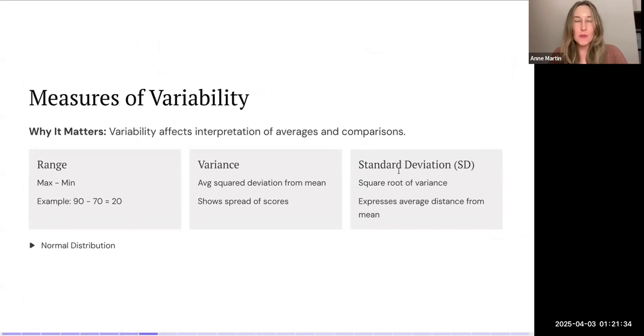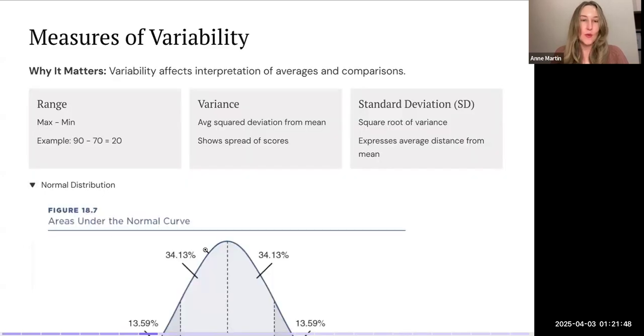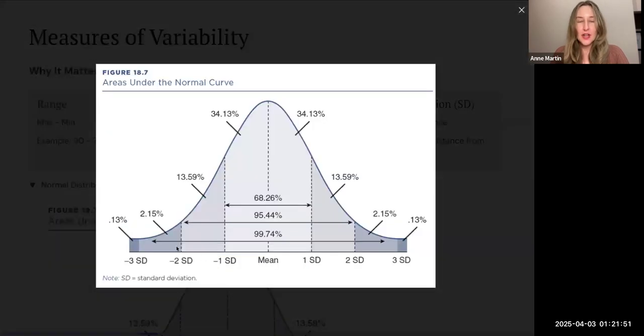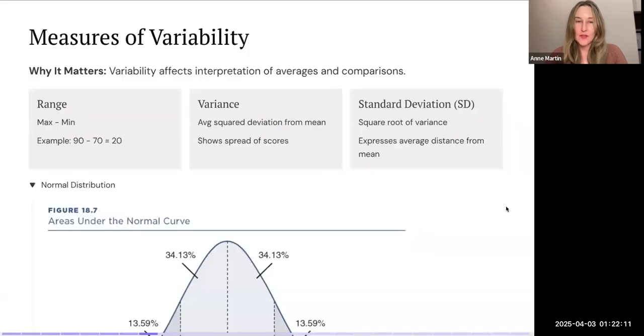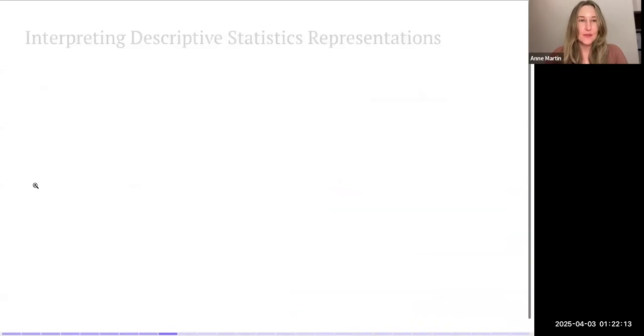Some of the different measures of variability include range, the variance, and then the standard deviation, which is the square root of the variance. And here you can see the symbol. You can be on the lookout for this in some of your research articles as well. Now, variance and standard deviation use the bell curve, or normal curve, to help you understand the spread within 1, 2, and 3 standard deviations, and what percent of the scores would fall within each of those deviations in a normal distribution.